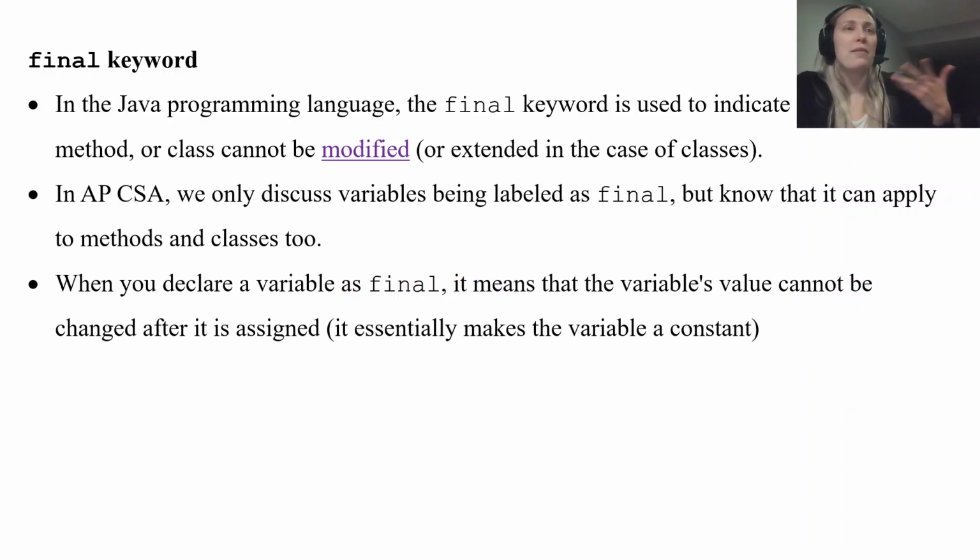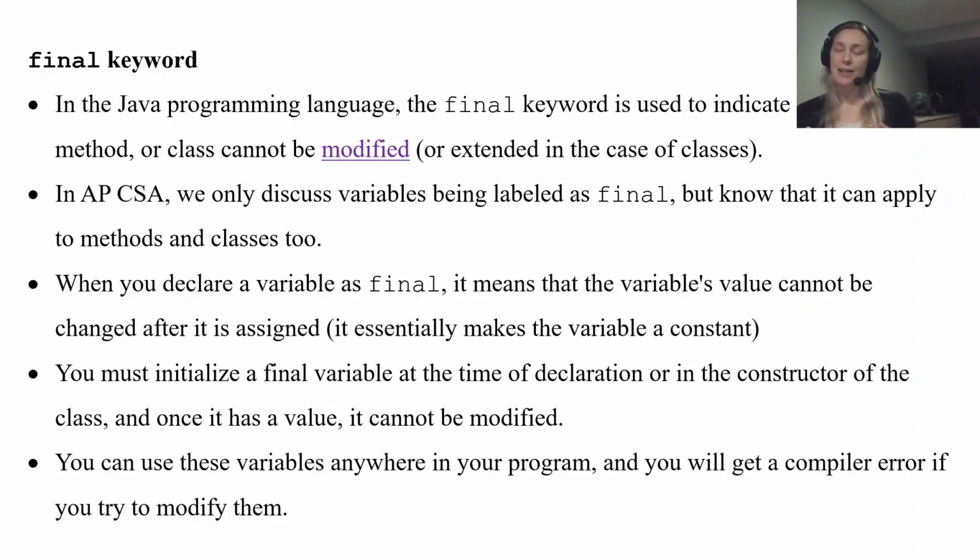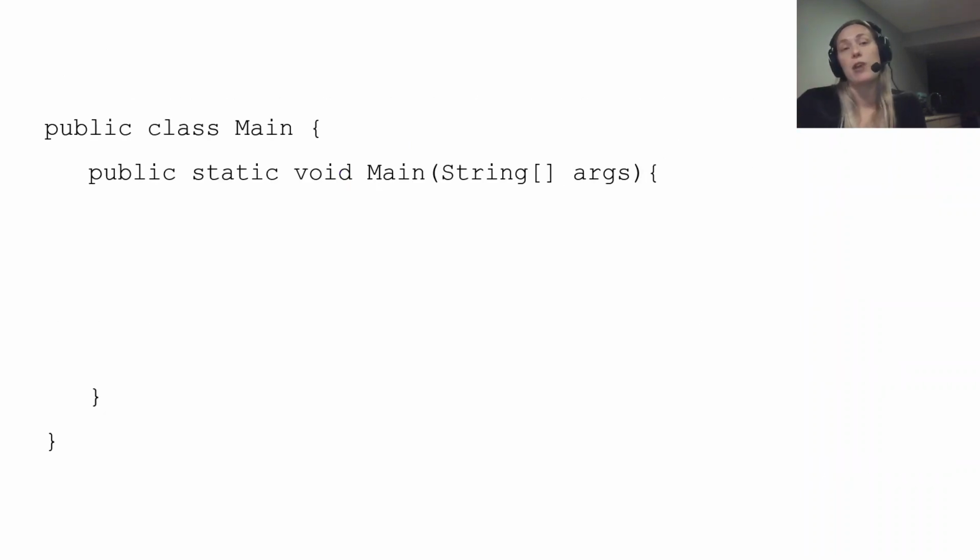So basically, when a variable has that keyword final, you just can't change the value after you create it. You must initialize a final variable when you declare it. So it has to be created and given a value. You can't just declare it and then assign it a value on another line. It has to be done all on one line. And then obviously once it's created, it can't be modified, and you'll get a compiler error if you try to.